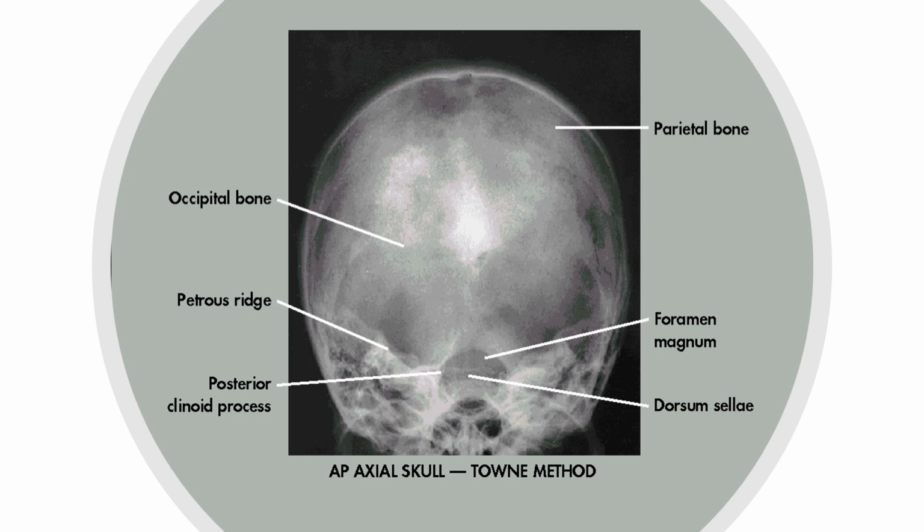But for Towne's, I want you to remember down Towne's. For the Towne's projection, it's a 30-degree caudal angle. This is an AP projection, and it is directed to a point 2.5 inches superior to the glabella, which is usually where the natural hairline is. Now, some of your patients will have male pattern baldness, so their hairline will vary.